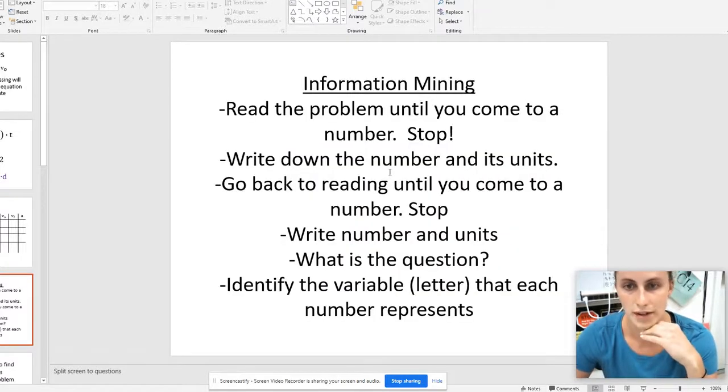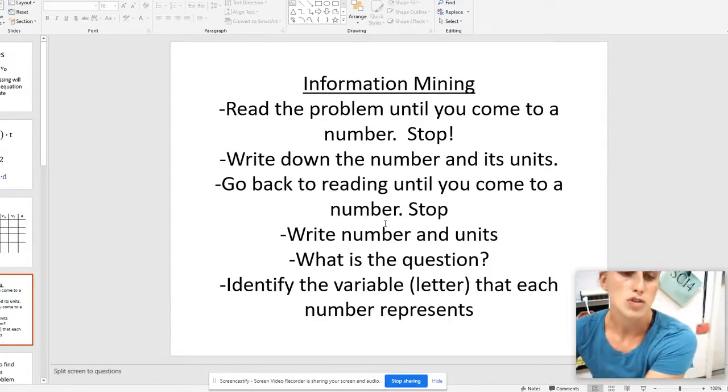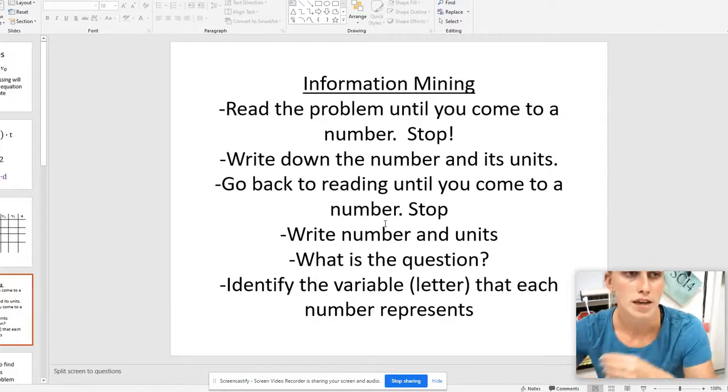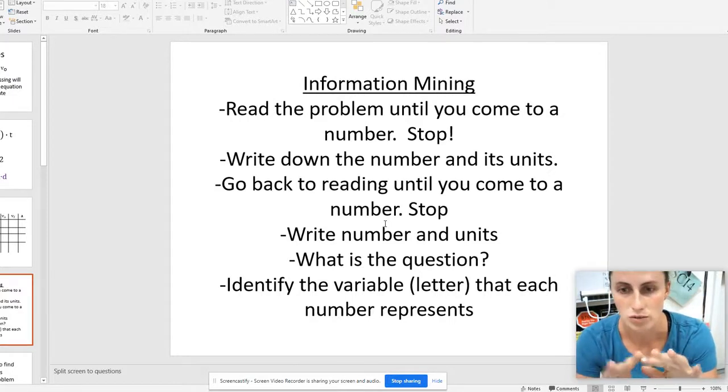Since you paused the video and finished completing that chart, what I'd like you to do now is think about what's called information mining. The most important thing in physics isn't whether or not you get the correct answer, it's your process for how to get it. So essentially, can you read the problem? Do you know what the question is asking?